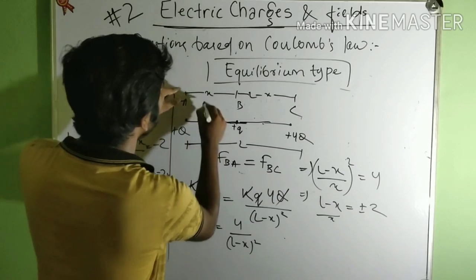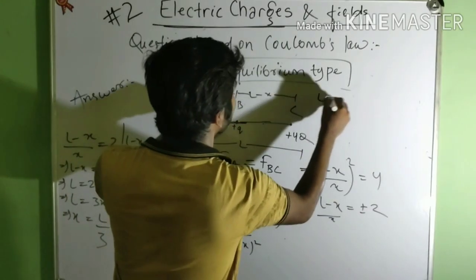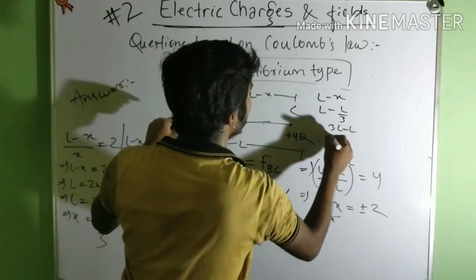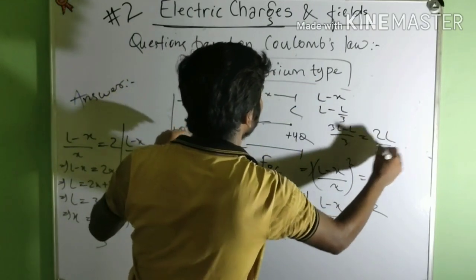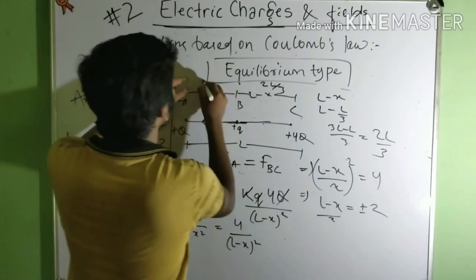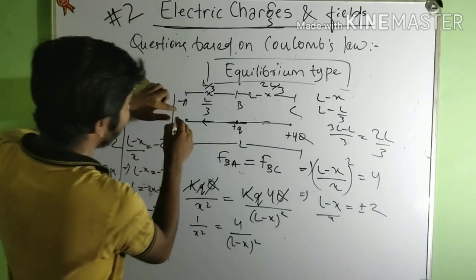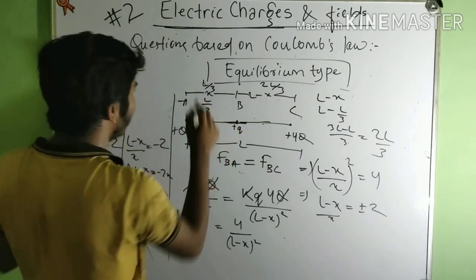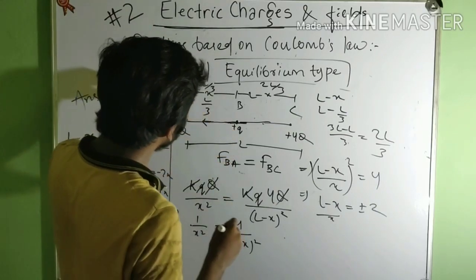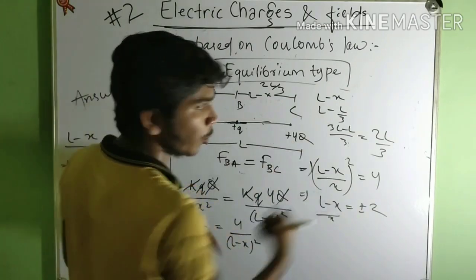Here the distance is L by 3 and this distance is L minus x. That means L minus L by 3, that means 3L minus L by 3, that means 2L by 3. Here 2L by 3 and this is L by 3. So from A to B the distance is L by 3. If we place the charge Q at L by 3 distance from A, then the 3 will be in equilibrium.